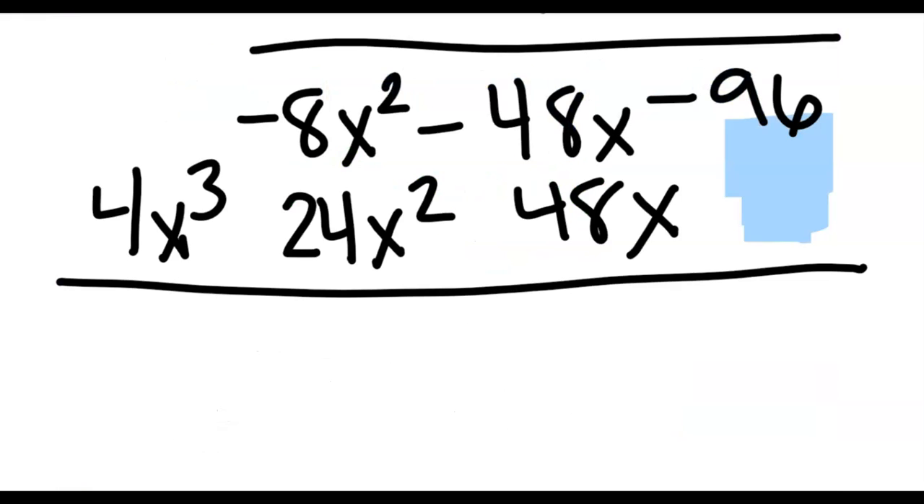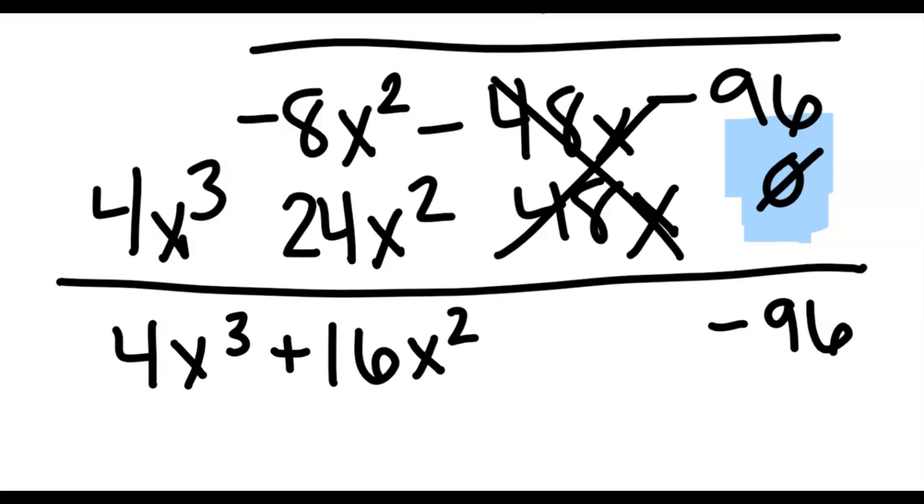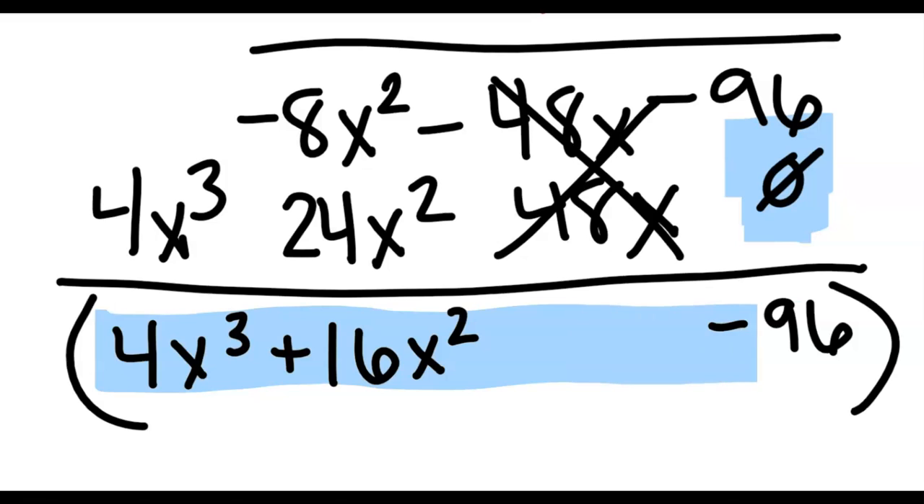Now we're going to go ahead and add vertically. So we have -96 with this space here, which is going to give us -96. We're going to take -48x and add it to 48x, which is going to cancel out. We have -8x and 24x squared, which is going to give us 16x squared. And then we have 4x to the third. Once completed, you now have your polynomial, which is 4x to the third plus 16x squared minus 96, written in standard form.